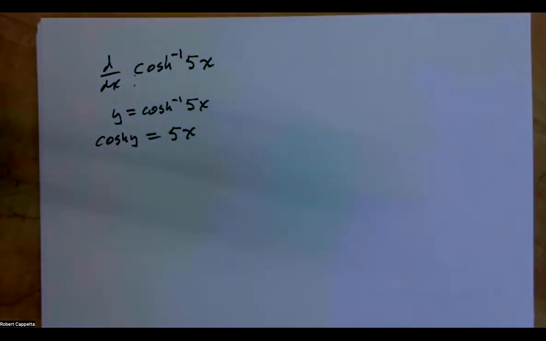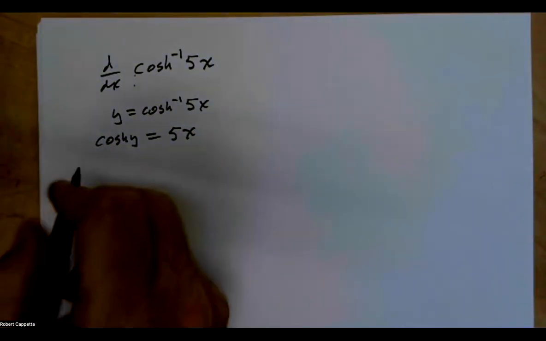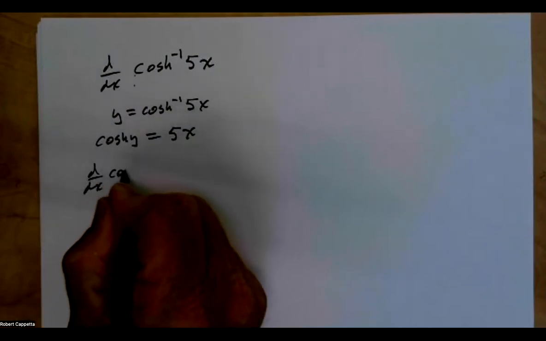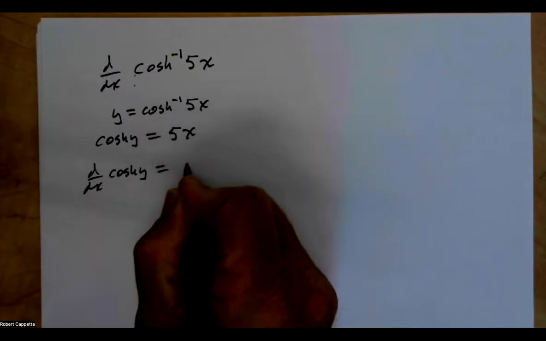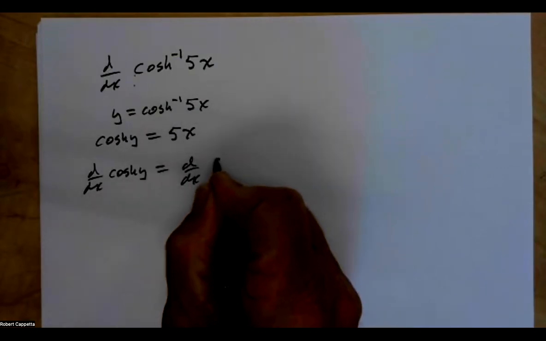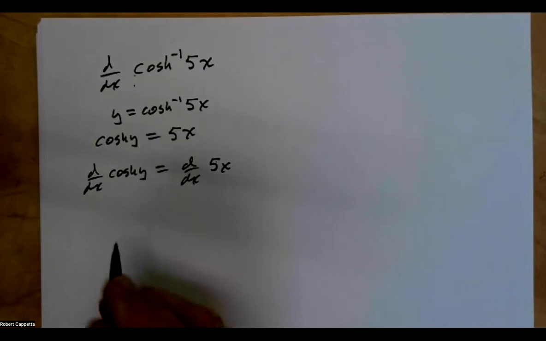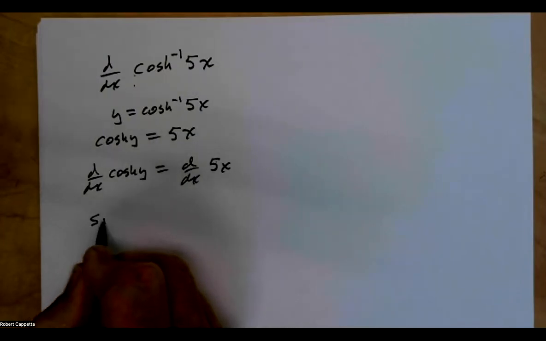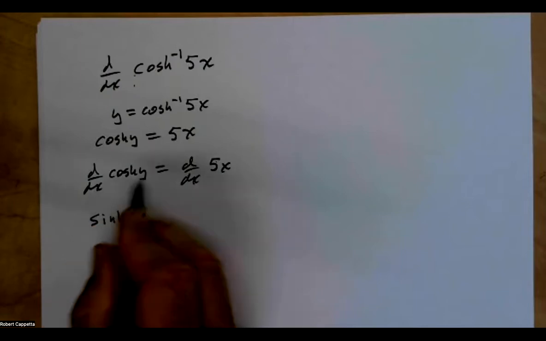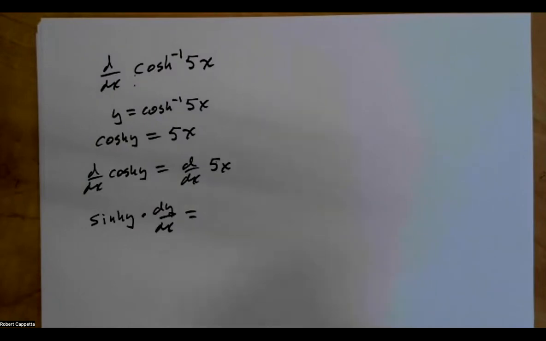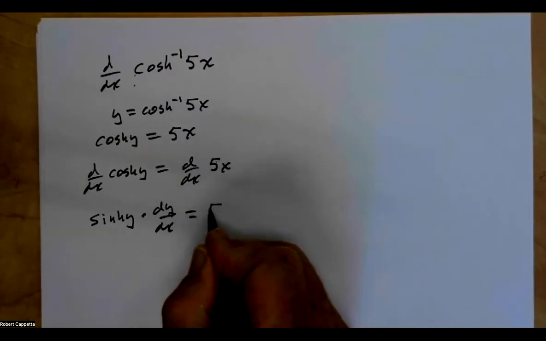So what's our next move? Our next move is to take the derivative with respect to x of both sides. The derivative with respect to x of cosh y equals the derivative with respect to x of 5x. We need to know that the derivative of cosh is sinh. So the derivative of cosh of something is sinh of something times the derivative of something, thanks to the chain rule. So the derivative of cosh y is sinh y times the derivative with respect to x of y, which is dy dx, equals the derivative with respect to x of 5x, which of course is just 5.